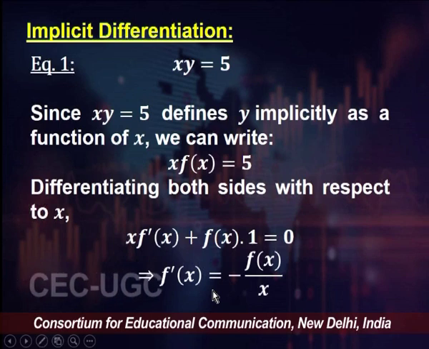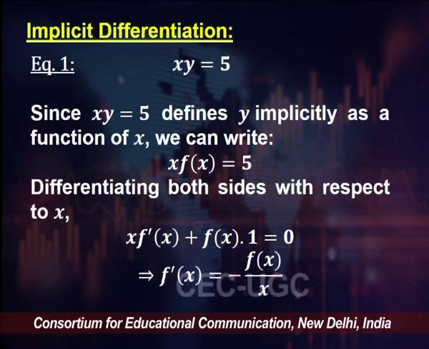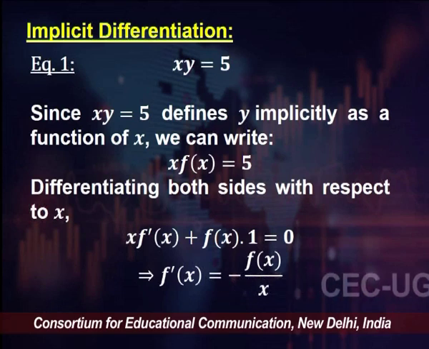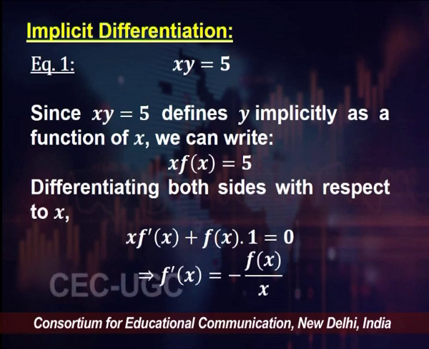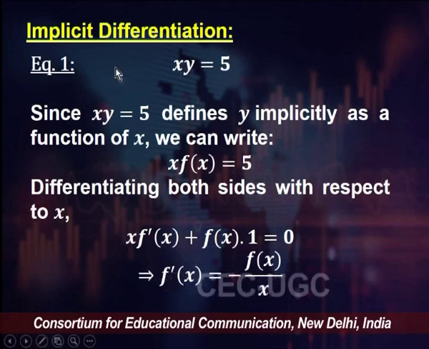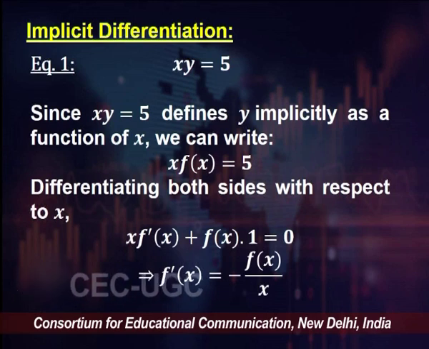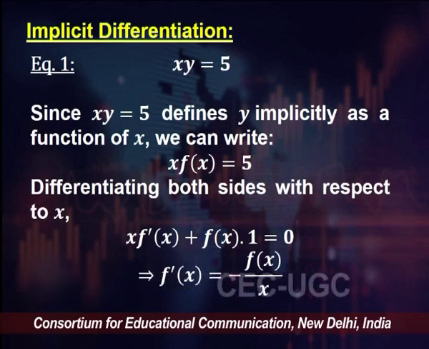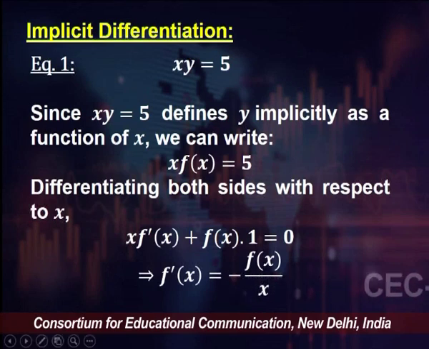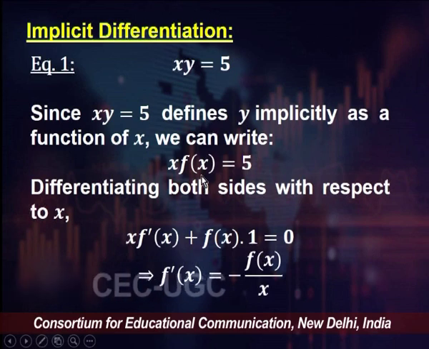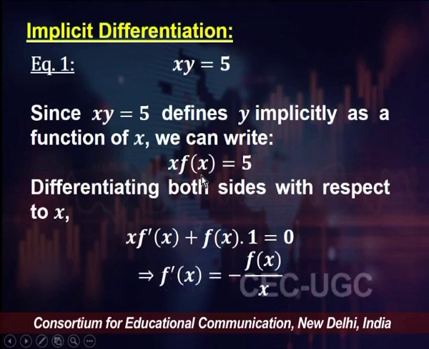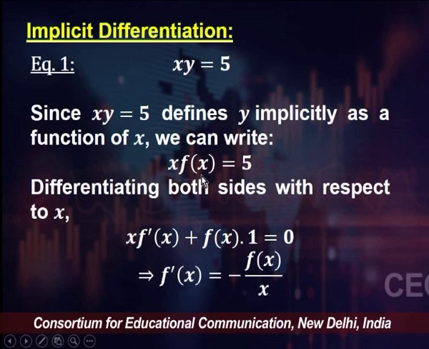Now, in this equation, x times y equal to 5, since the equation defines y implicitly as a function of x, we can replace y by f of x and write the equation as x times f of x equal to 5. So, our equation now is rewritten as x times f of x equal to 5.